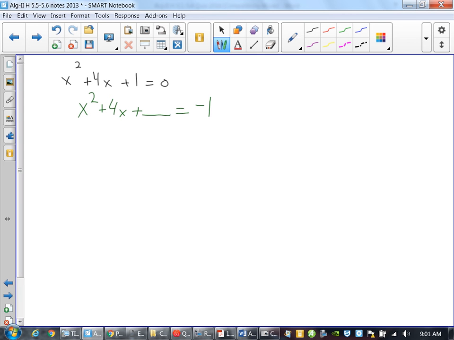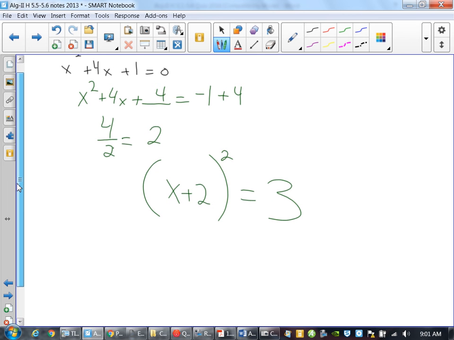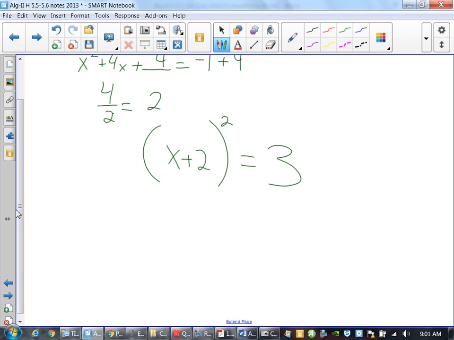So we take half of b. It's 2. Is it a positive or a negative 2? Positive. So what goes into my term? X plus 2 squared. I square it, and what's 2 squared? 4, so negative 1 plus 4 equals 3. Take the square root and you get plus or minus root 3. Very good. And now you can finish the problem out by taking the square root of both sides.